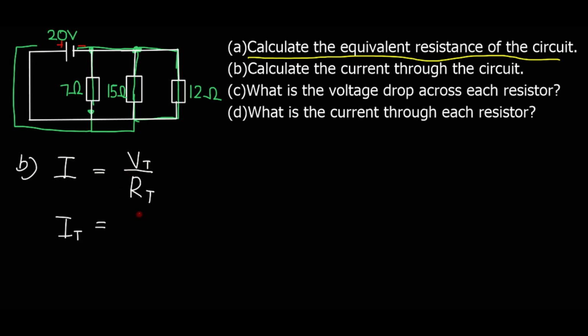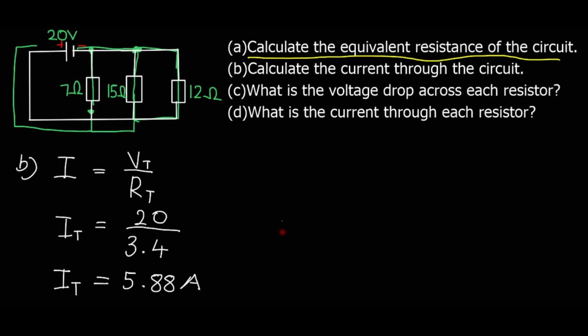Our V total is 20 volts. We will have 20 over R total, which we found to be 3.4, because our R parallel is the R total. And then our answer is 5.88 amperes. So this is our I total.